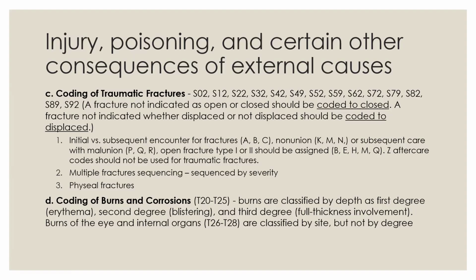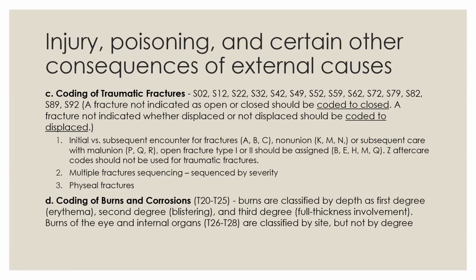The open fracture designations in the assignment of the seventh character for fractures of the forearm, femur, and lower leg, including ankle, are based on the Gustilo open fracture classification. When the Gustilo classification type is not specified for an open fracture, the seventh character for open fracture type 1 or 2 should be assigned with B, E, H, M, or Q.